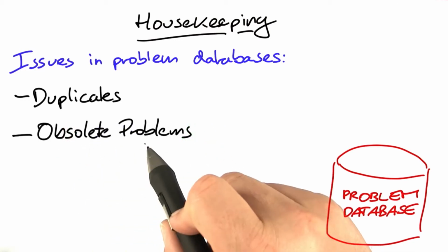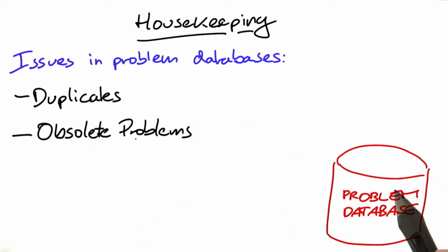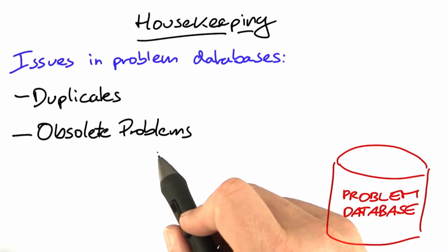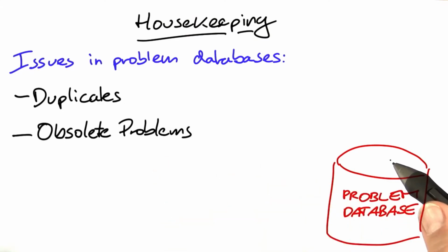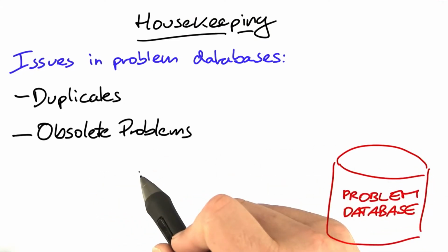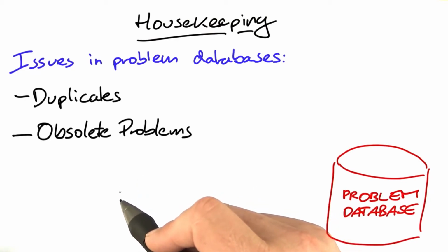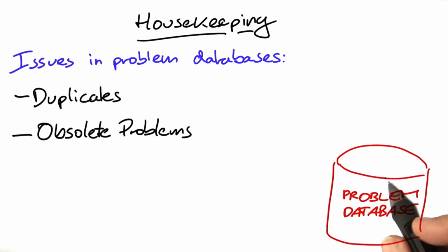Next up is obsolete problems. Over time, your database will fill up with unresolved problem reports, problems that could not be reproduced or problems that may have been fixed in some later version, and low priority problems. Having thousands of unresolved problems will drag developers down. They clutter up searches in the database, and they are bad for the morale.